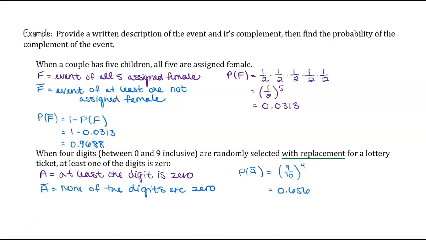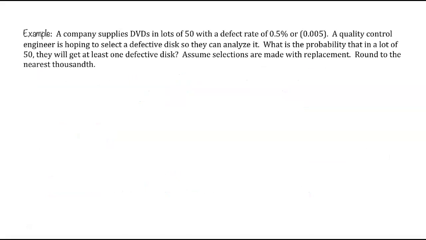Let's take a look at a slightly different example. Here we have a company that supplies DVDs in lots of 50 with a defect rate of 0.5%, which is 0.005 in decimal form. A quality control engineer is hoping to select a defective disc to analyze it. What's the probability that in a lot of 50, they will get at least one defective disc?